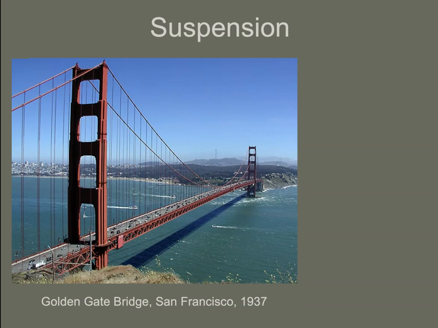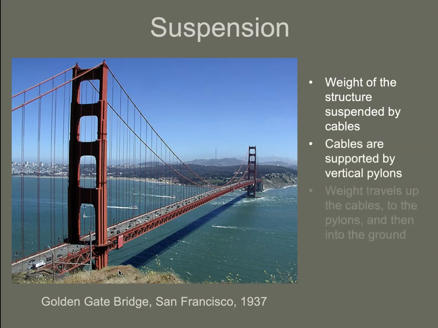Then we have suspension. This is when the weight of the structure is suspended by cables supported by vertical pylons driven into the ground. So all of this weight that's from the road here on the Golden Gate Bridge is brought up first and then brought up to these large pylons, and then those pylons are driven into the ground. So all that weight is carried upward and then down back to the ground. So the weight of the structure is suspended by cables. The cables are supported by those vertical pylons. The weight travels up the cables to the pylons and then into the ground.